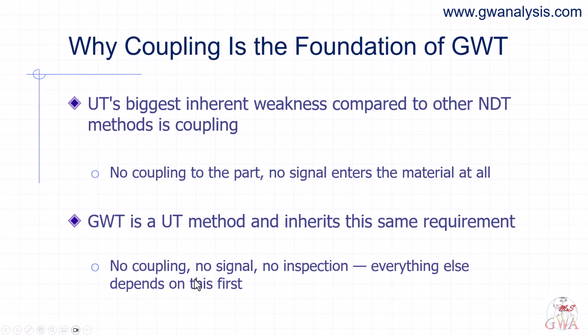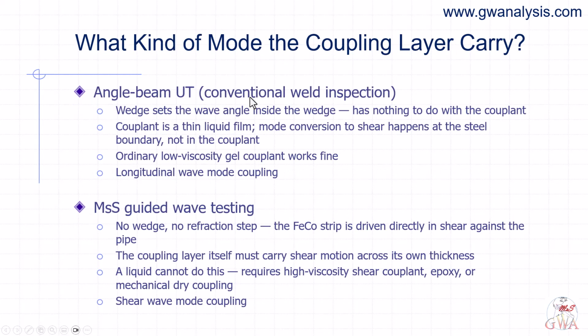This is the main reason for requiring a detailed UT signal in the guide wave testing report, which includes a 2 to 5 feet small section of a pipeline. How do you confirm that the guide wave testing is properly performed with a good coupling without checking the detailed UT signal? This slide explains what kind of mode the coupling layer carries. This information is very important to do proper coupling in UT and guide wave testing.